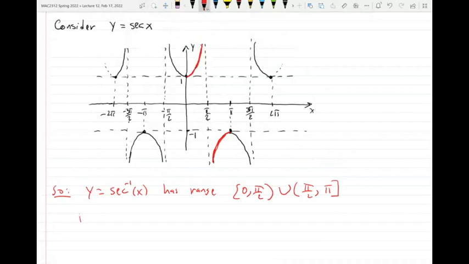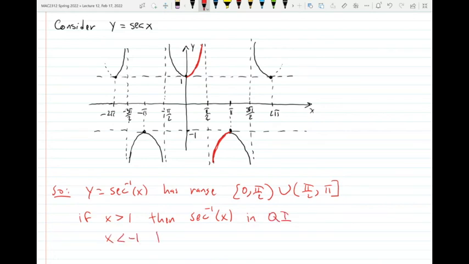Okay, and let's see, so how do we do that? If x is bigger than 1, because remember, the x for the inverse is the y for the original function. So what we're saying is, if x is bigger than 1, we're going to obtain an answer in quadrant 1. If x is bigger than 1, then inverse secant of x is in quadrant 1. And if x is less than -1, then the inverse secant of x is an angle in quadrant 2.